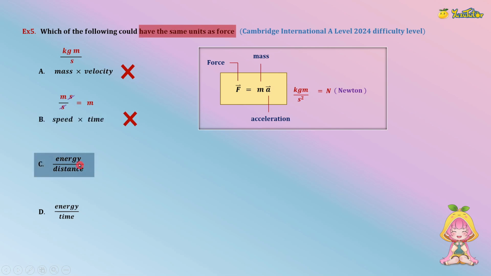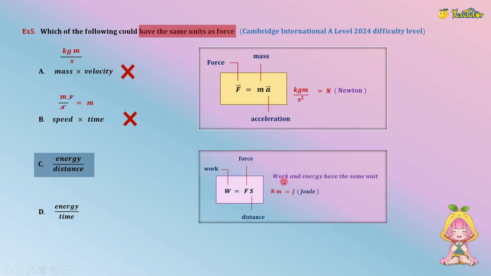Next, what is the SI unit of energy? Work and energy have the same SI unit. So the SI unit of energy is joules or Newton meter, divided by the SI unit of distance, which is meters. Meter and meter cancel each other out, leaving only Newton. So this one has the same unit as force. So the correct answer is choice C.